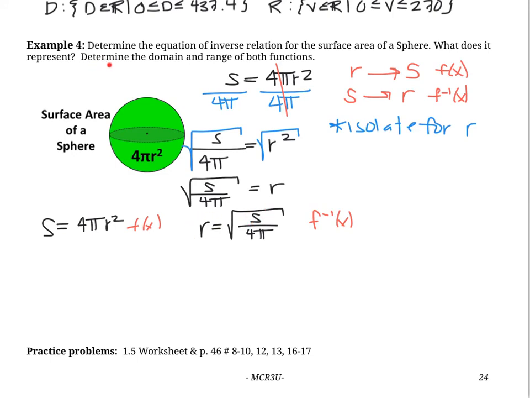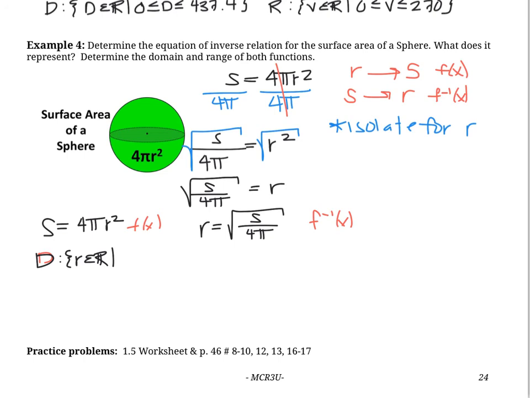The next question says determine the domain and range of both the functions. So let's start with our original function. Our domain of this guy here is our input, which is our radius. So what can our radius be? We're going to say the domain is radius, can be any tiny little number. Is there any restriction on a radius? First of all, can a radius be less than 0? No, we can't have -2 as a radius of a sphere. So we know that the radius can't be negative.